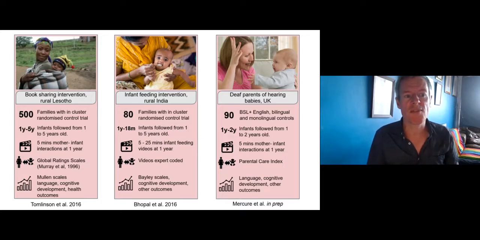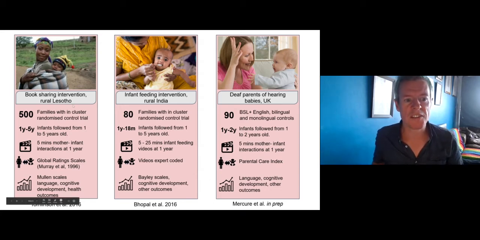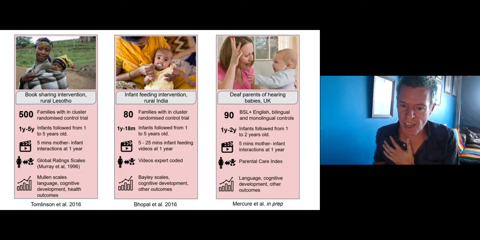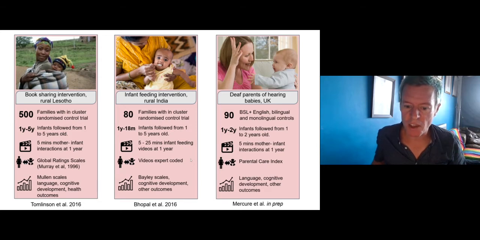Once we've done that, we have 3 data sets of parent-child interactions. Each of these are filmed free interactions, 5 minutes long approximately, one collected in Lesotho, one collected in India, and one collected in the UK. And for each of these data sets, there's been an expert rating of the parent-child interaction, using global rating scales, using the Parental Care Index, and other codings.